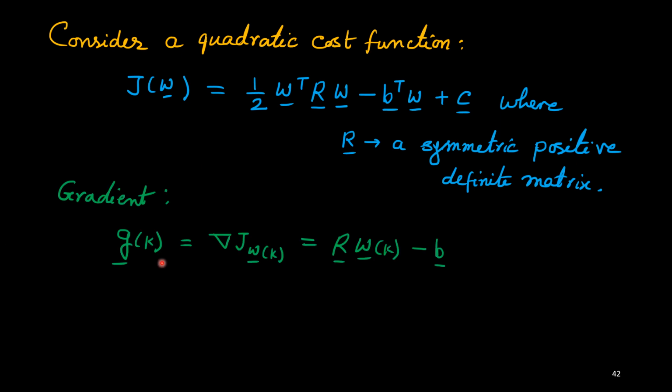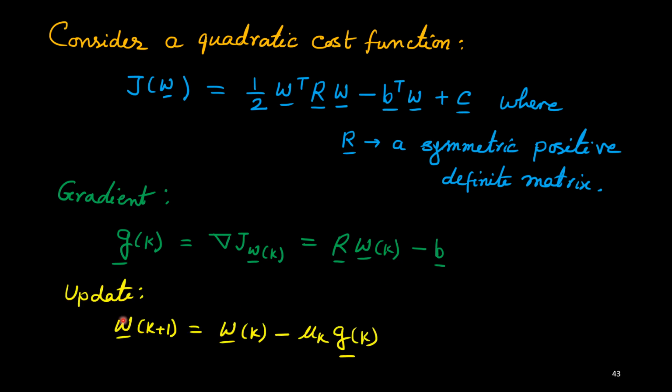So what is the gradient at the kth iteration? If you take the gradient, you will find that this derivative is 2 times Rw, so the 2 and the half cancel out, and you get only R wk. At the kth iteration, w is replaced by wk. Then with respect to w, the derivative of the next term is only b, so it's minus b, and the constant is independent of w, so its derivative is 0. So this is your gradient term, R wk minus b.